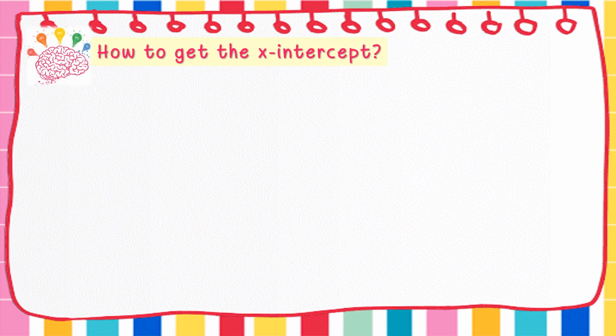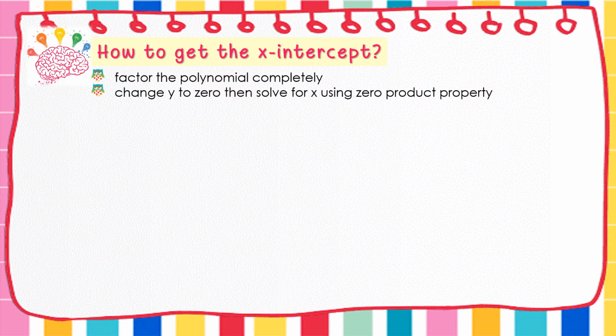So, how to get the x-intercept? Note that we can have one or more x-intercepts, ha? So, okay, malilito doon. Okay, first step is to factor the polynomial completely using, you may use long division, synthetic division, or any factoring method na inyong tatandaan at kung saan kayo mas comfortable. And then, next step, change y to 0, then solve for x using the zero product property, the ZPP.